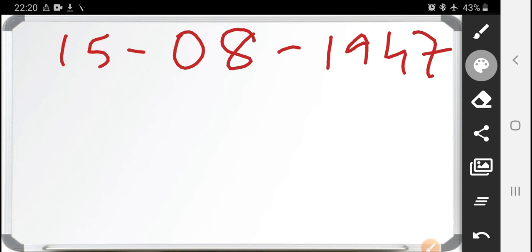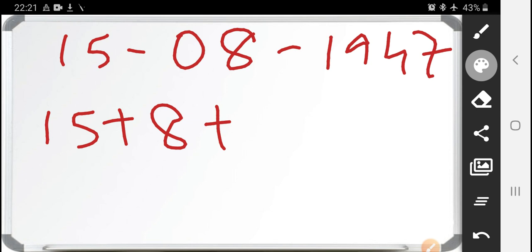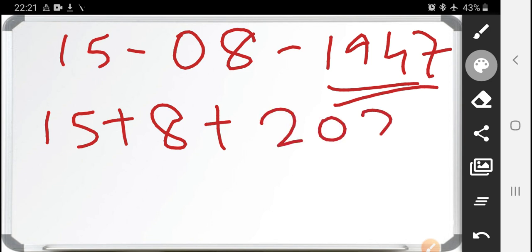So let me find out the personal year of India. So it will be a good example for everybody. So in this date, how to find the personal year, let me explain that. As the date is 15th of August 1947, so we will add 15 plus 8 plus, in place of 1947 we will be adding the current year. So the current year is 2021.